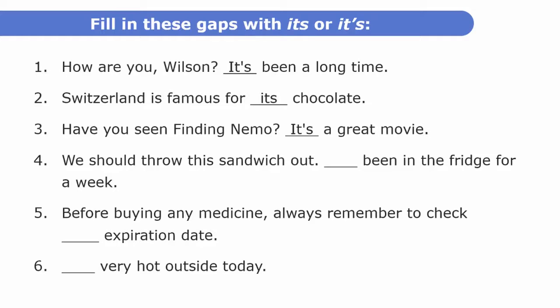All right, number 4, we should throw the sandwich out. It has been in the fridge for a week. Again, we shorten it has to it's with the apostrophe. Number 5, here we're trying to say before buying any medicine, always remember to check the expiration date of the medicine. That is the medicine's expiration date. Once again, here we want the possessive form, which is just its without the apostrophe. So before buying any medicine, always remember to check its expiration date. And number 6, it is very hot outside. That is it apostrophe s, so it's very hot outside.